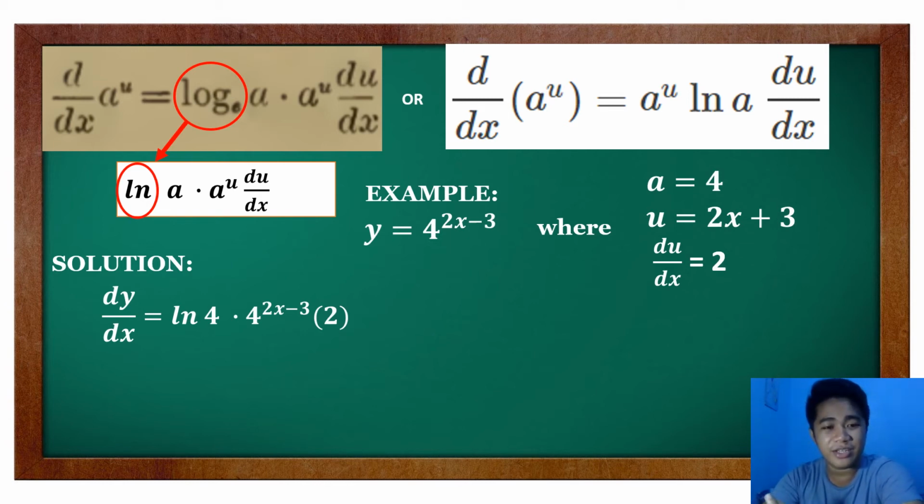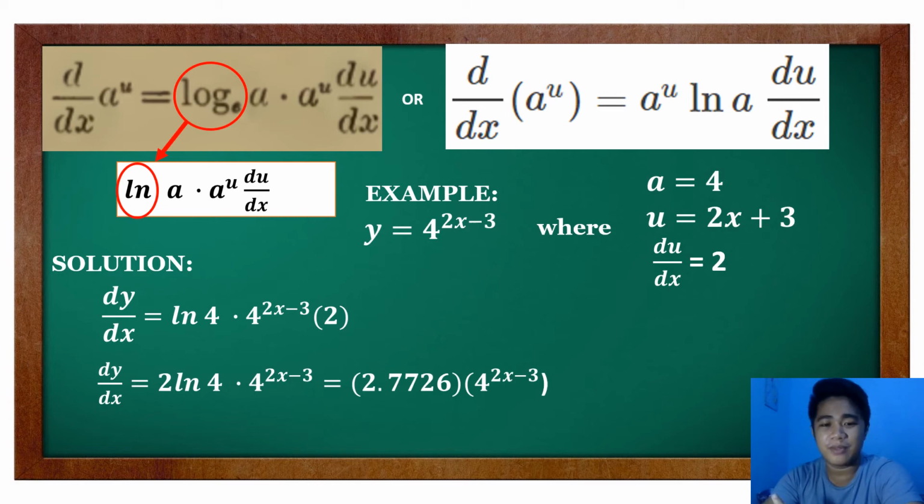After that, you just have to simplify it, and simplifying this we will get 2.7726 multiplied by 4 raised to the power of 2x minus 3. So now we already have our answer, because we can no longer simplify that. So that's the answer.